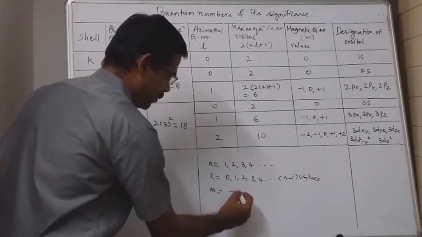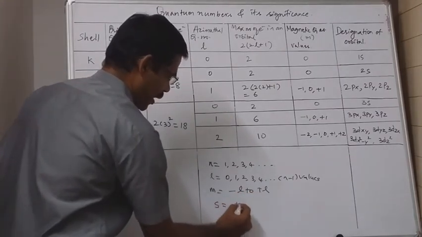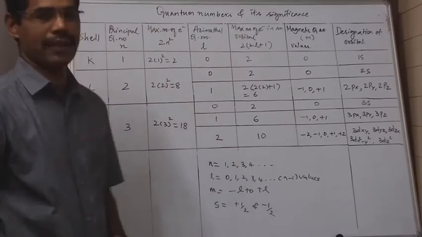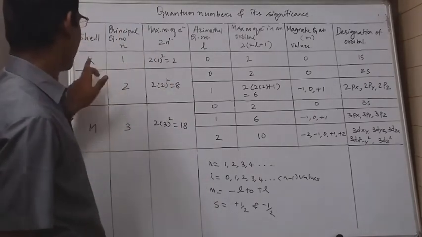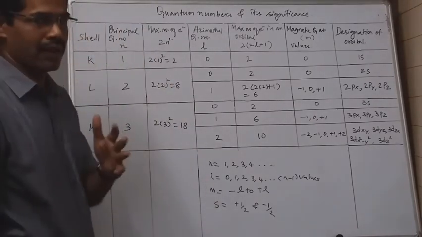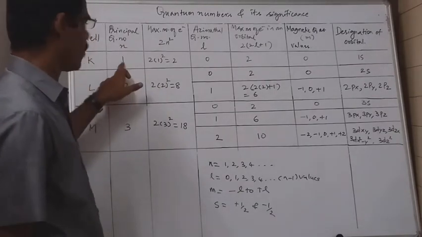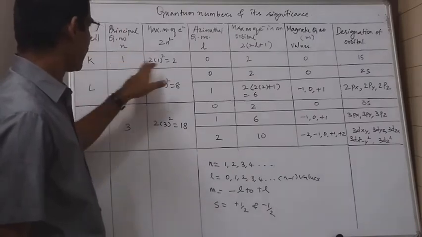M can have values from, say, minus L to plus L, and S can have a value of plus half and minus half. So these values you should memorize. Let us apply these values here. In the K shell, we have learned that the principal quantum number value is 1.